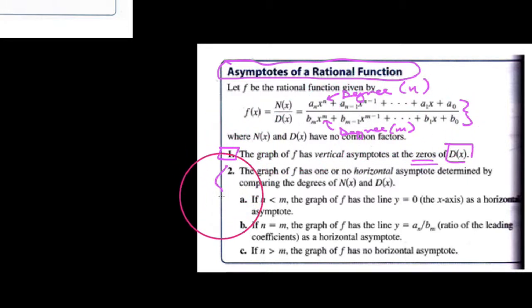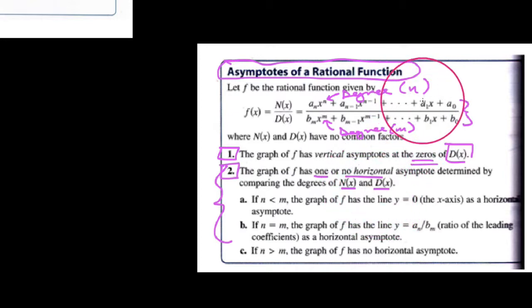Now these right here, actually number 2, these will all concern horizontal asymptotes or lack thereof. But what I want to point out first of all is this. When you graph rational functions, you either have a horizontal asymptote or you don't. You either have one or you have none, okay? So we say it has one or no horizontal asymptote, and it is determined by comparing the degree of the numerator to the denominator, okay?